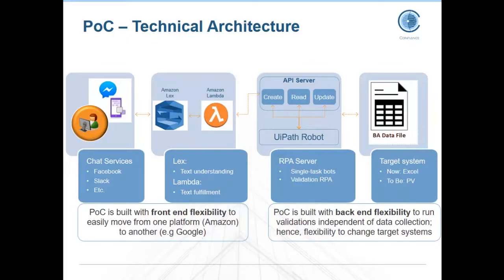We will briefly talk about the technical architecture. On the front end, we have a chat service. For our example, we will be using Slack. The next piece is our chatbot, which consists of two components, Amazon Lex and Amazon Lambda. Amazon Lex has the ability to understand text, while Amazon Lambda can do text fulfillment.